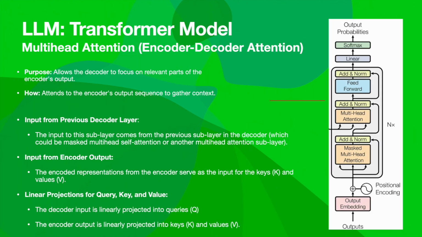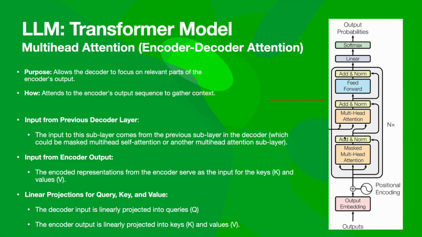Next we are going to go with the multi-head attention that we call the encoder-decoder attention mechanism, because this is also one of the key components in the decoder section. You are going to take the input from the encoder as well as from the previous masked multi-head attention in the decoder. The purpose is to allow the decoder to focus on relevant parts of the encoder outputs.